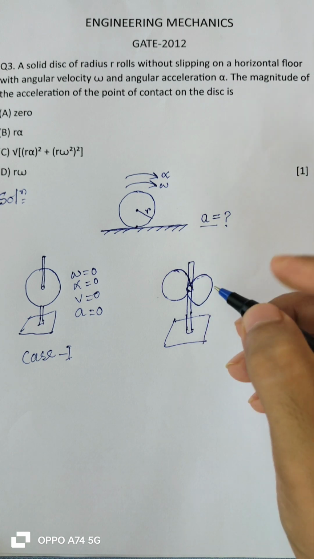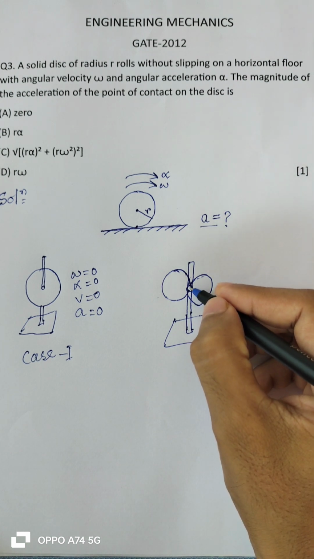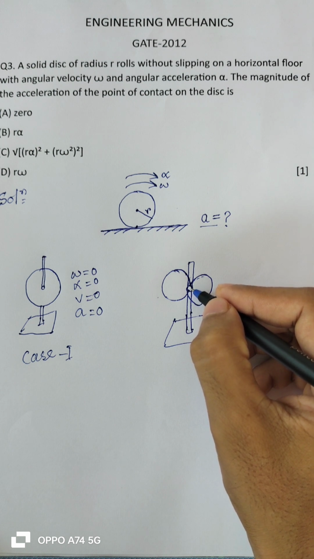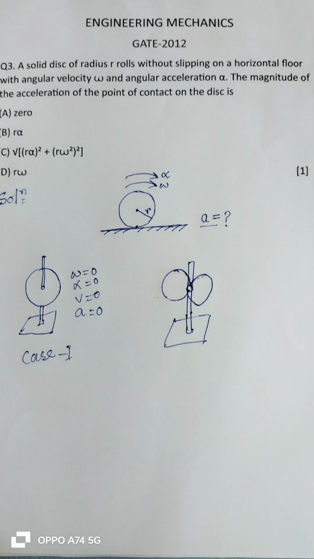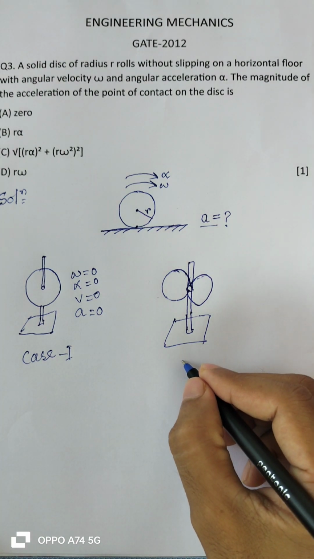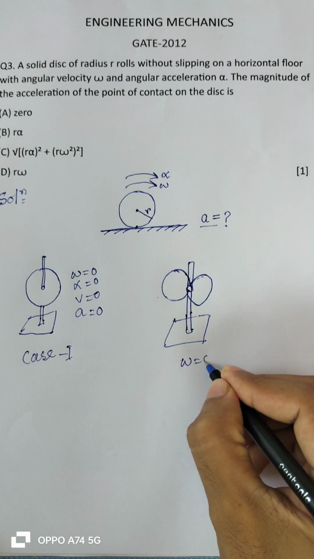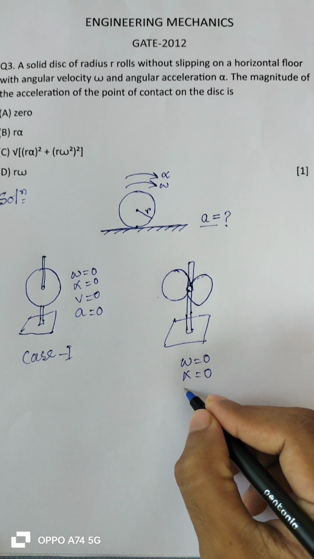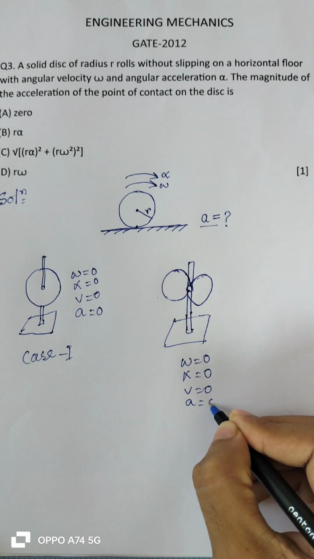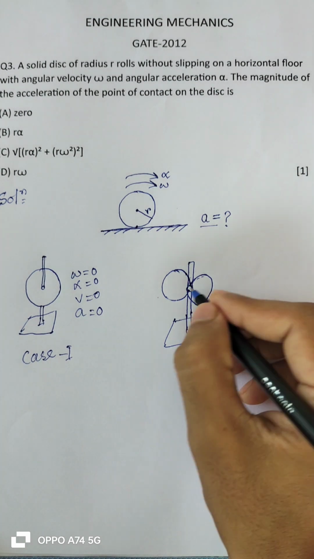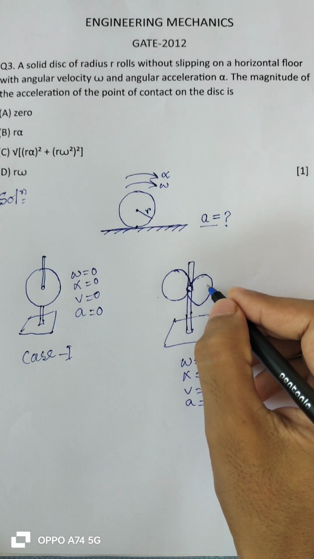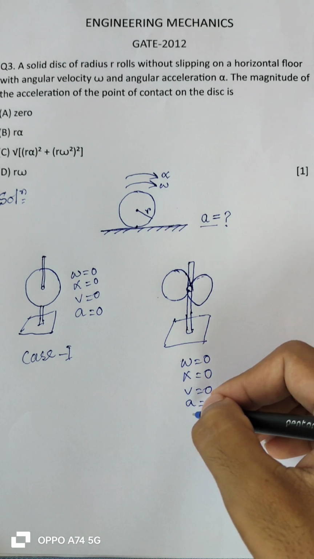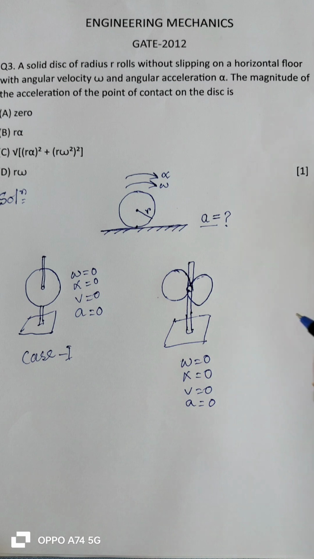In this case, if you can realize, what is the velocity and acceleration of the center of rotation? In this case also omega will be 0, alpha also 0, right? v is 0, a is 0. There is no question of linear displacement and linear velocity. So linear velocity is 0, linear acceleration also 0.